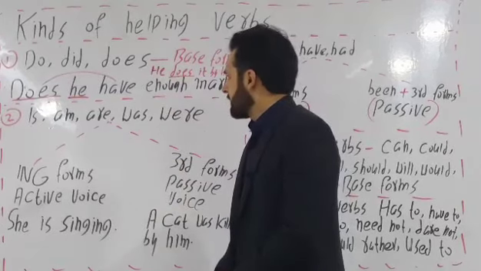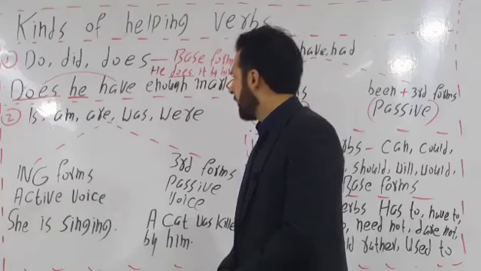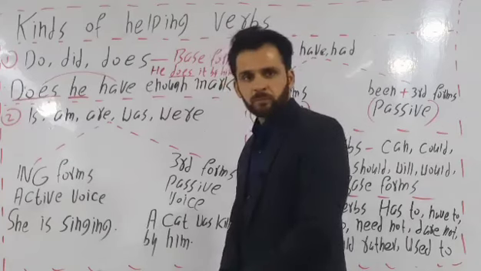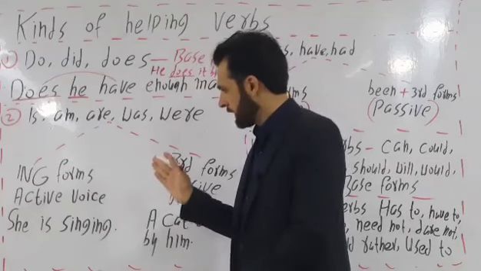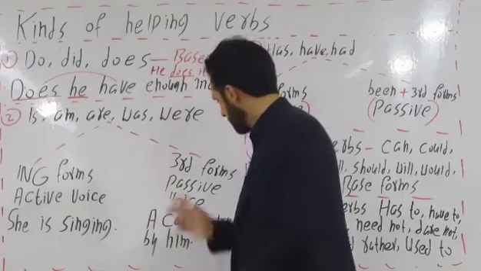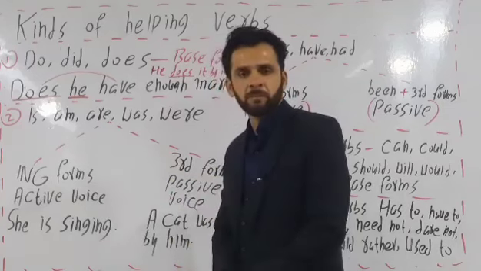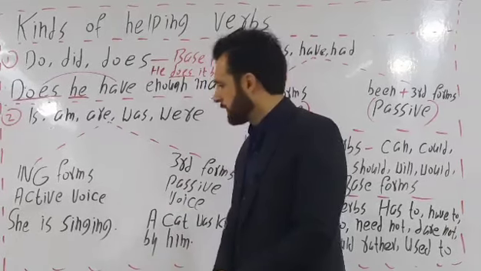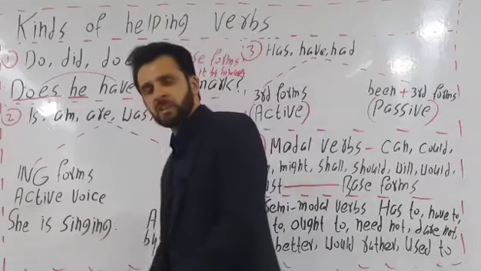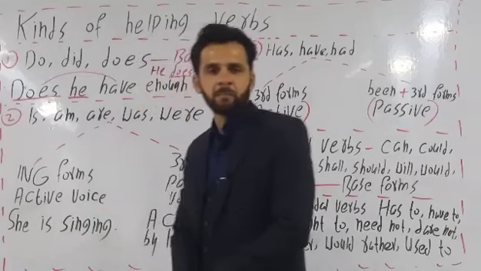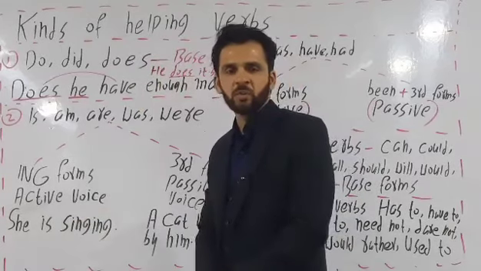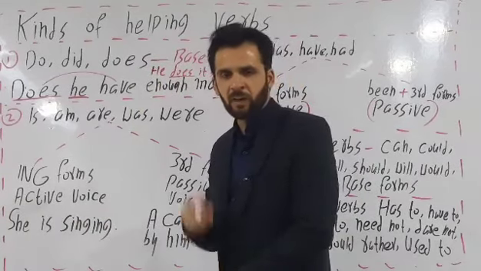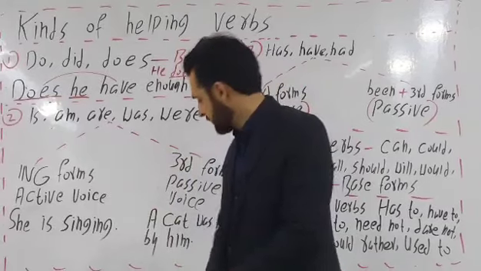The second category is am, is, are, was, and were. These can be followed either by the ing forms or the third forms of the verbs. If the sentence is active voice, these will be followed by the ing form. For example, she is singing. I am delivering a lecture. You are noting the lecture.